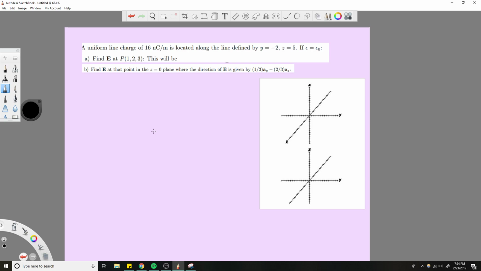All right. A uniform line charge is located along y equals -2, z equals 5, and we want to know what the electric field is at a certain point. So we have a point at (1, 2, 3), somewhere over here, and we have a line over here at -2 and 5. It's growing along the x-axis, so we have an infinite line of charge growing like that.